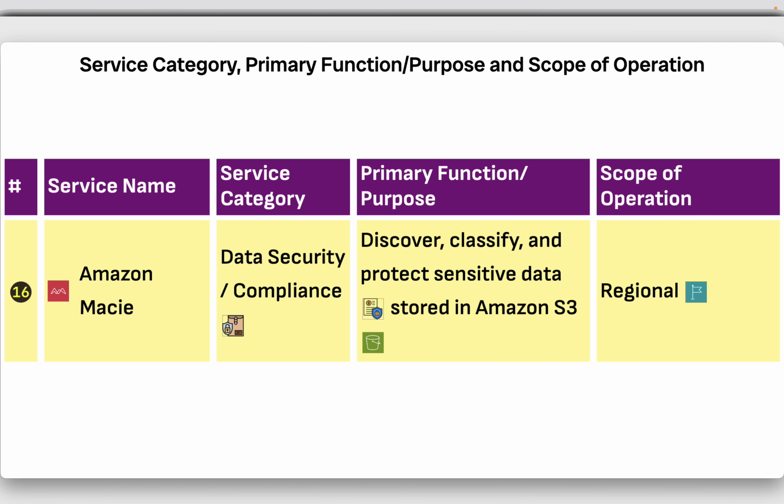Next service is Amazon Macie. Service category is data security/compliance. Primary function and purpose is to discover, classify, and protect sensitive data stored in Amazon S3. Scope of operation is regional.